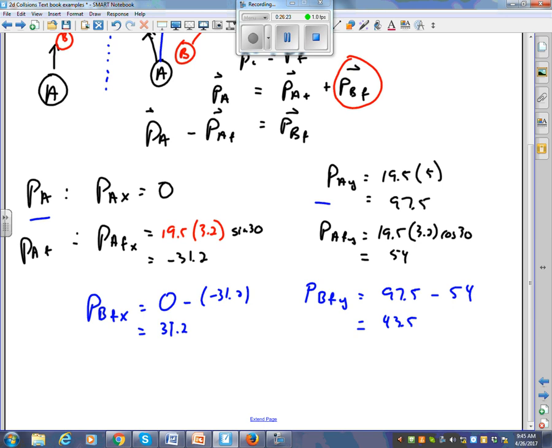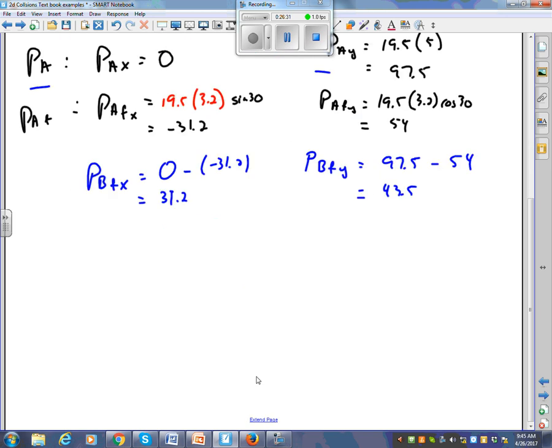And now I've got my x and y components of my rock B, and now all I've got to do is recombine them back together, right? Kind of like in Star Trek, when they take the person apart into components and put them back together at the other side.